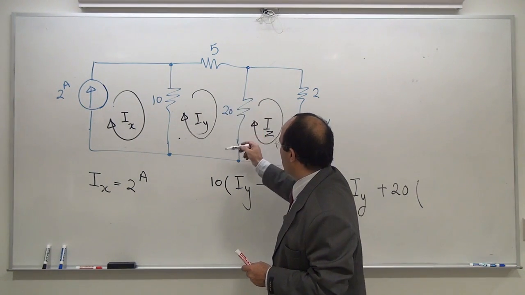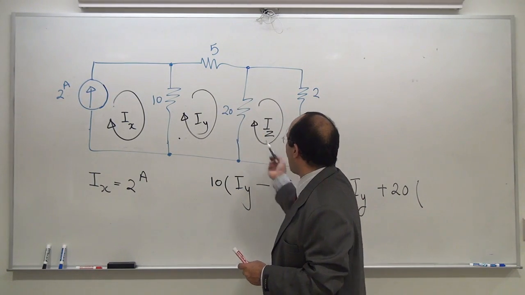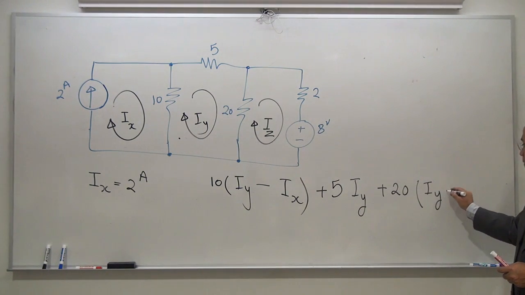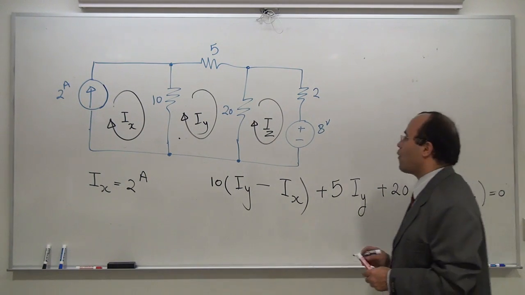Iy is the biggest, and Iz is the small one. Iy takes the lead. Iz is a slave. So Iy minus Iz is equal to 0. That's the equation for loop number 2, or label Y.